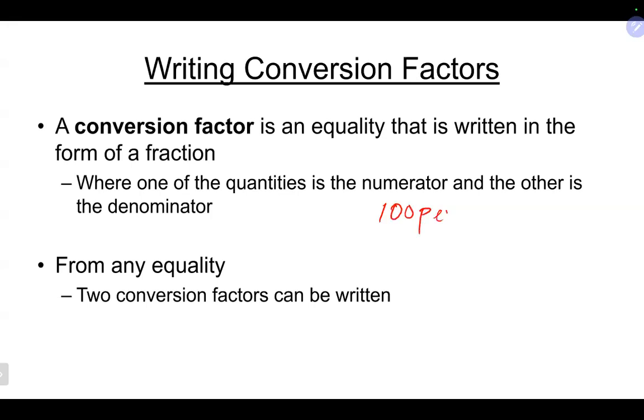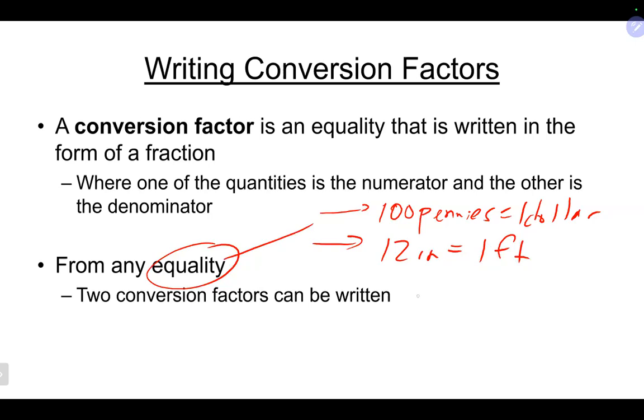So if we had 100 pennies, that would equal $1, right? They both represent the same amount of money, just different units. If we had 12 inches is 1 foot. And from any one of these equalities, we could write two conversion factors, and conversion factors really are nothing more than fractions, where we put one quantity on top and the other quantity on the bottom. And we use it in problem solving, the dimensional analysis way, which is how they want you to show your work in chemistry for sure. And that is where the units cancel.